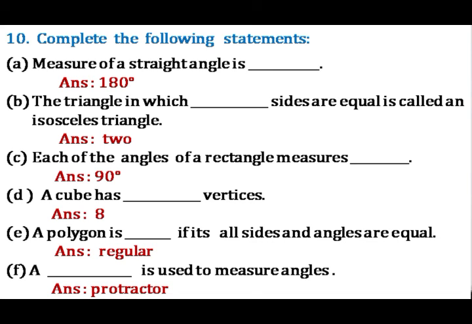Next question: a polygon is dash if all its sides and angles are equal. The correct answer for the blank will be regular, because a polygon is regular if all its sides and angles are equal. Option number F: a dash is used to measure the angles. The answer will be a protractor is used to measure angles.